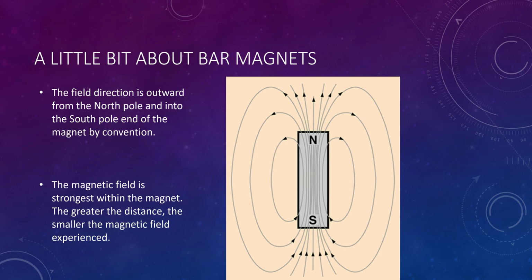So first I want to talk a little bit about bar magnets before we go through the results and the data. So we know that the field direction is outward from the North Pole and into the South Pole end of the magnet by convention. We also know that the magnetic field is going to be strongest within the magnet, and the greater the distance, the smaller the magnetic field experienced.